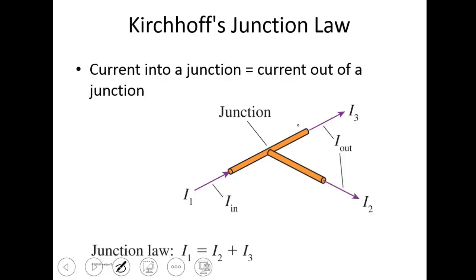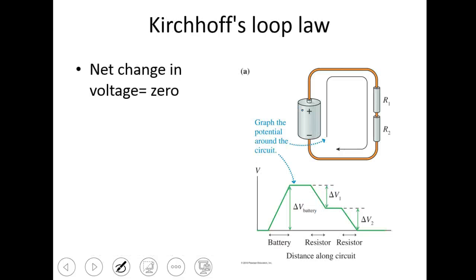And so if I've got like 5 amps coming in here, it splits to 2 amps, well then I know this has to be 3 amps. And so we kind of talked about that one last time. Kirchhoff's junction law just says that current into and out of a junction has to be equal. Current is conserved. Kirchhoff's loop law also says that the net change in voltage is 0.